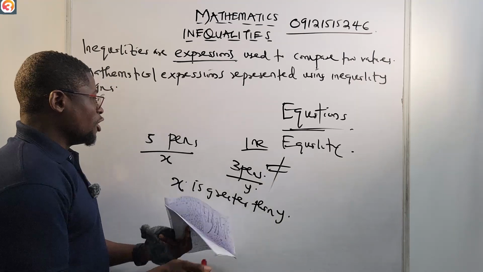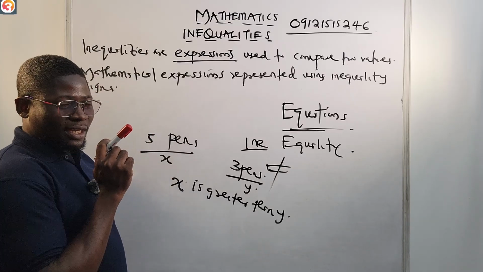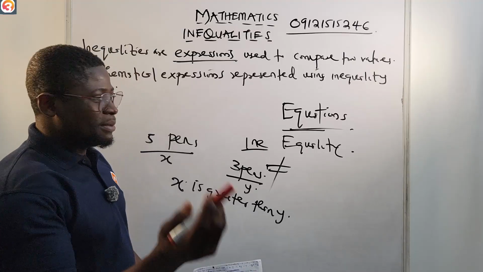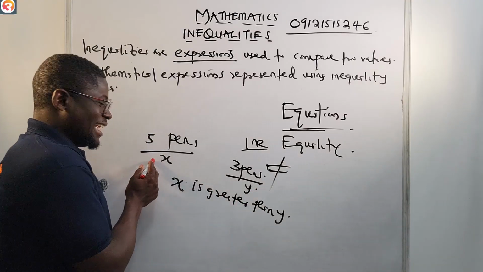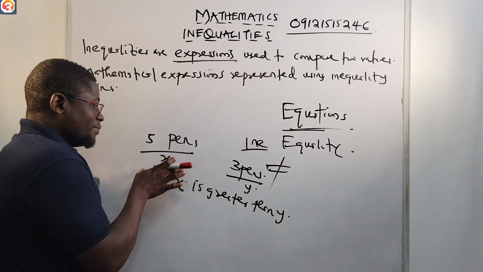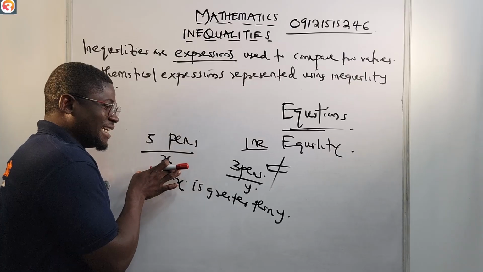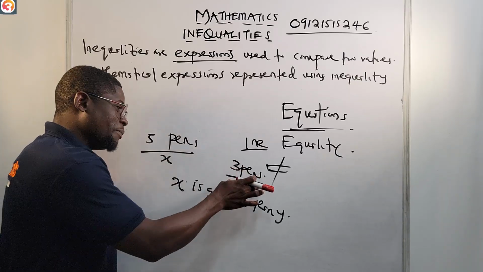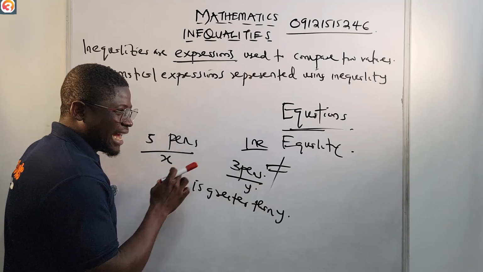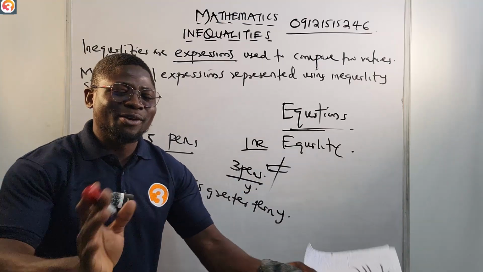So that is inequality. It's showing that the number of pens that Mr. X has is different from the number of pens that Mr. Y has. We are comparing the values, and it also means that the number of pens that Y has is lesser than the number of pens that X has. So it's just a way of comparing two or more values.